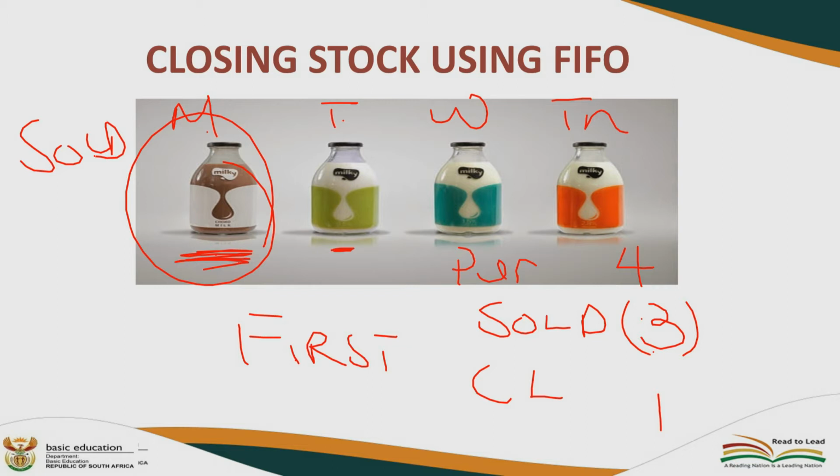If we sold 3, it means this was the second bottle to be sold. If we sold 3, remember, it means this was the third bottle to be sold. If we sold 3, that simply means of the 4 that we purchased, we are left with 1. Which one is it? The last one that we purchased. The recent one to be purchased becomes now your closing stock. So your closing stock is going to be the orange one.